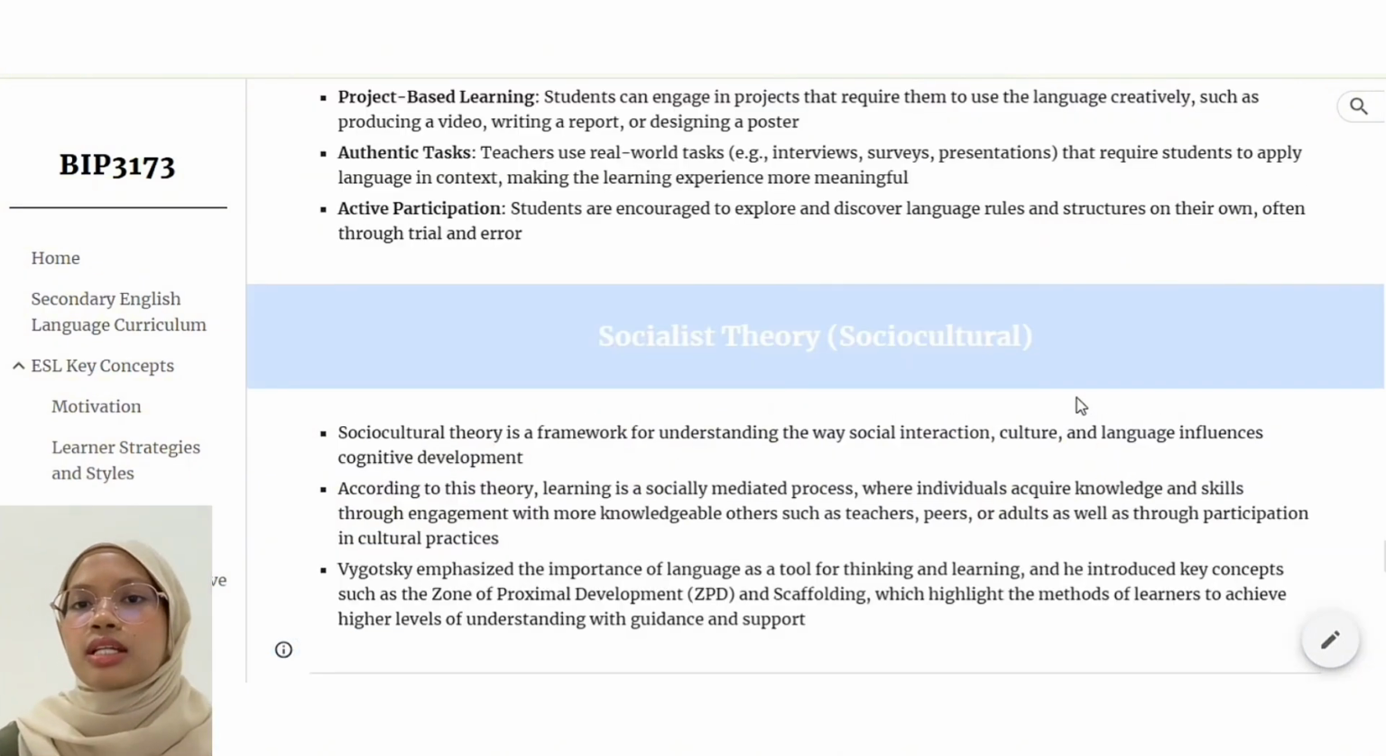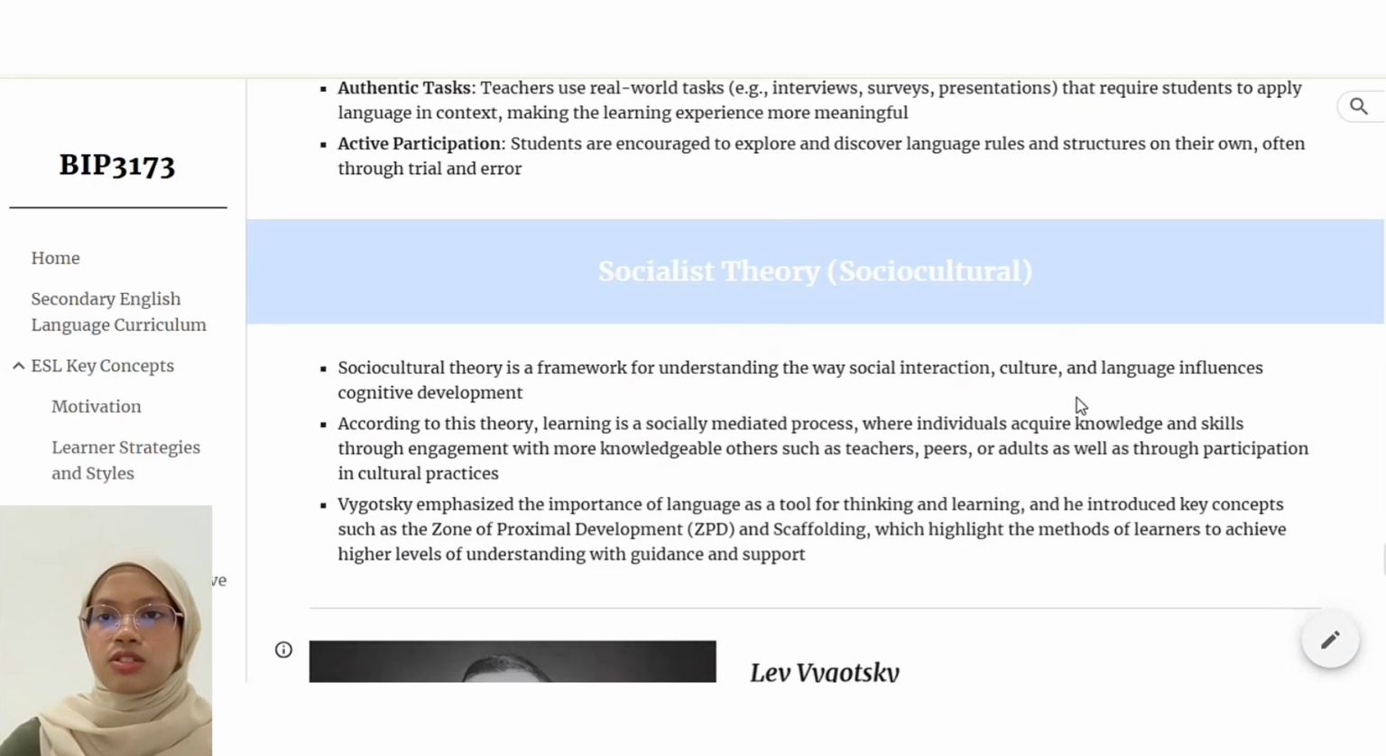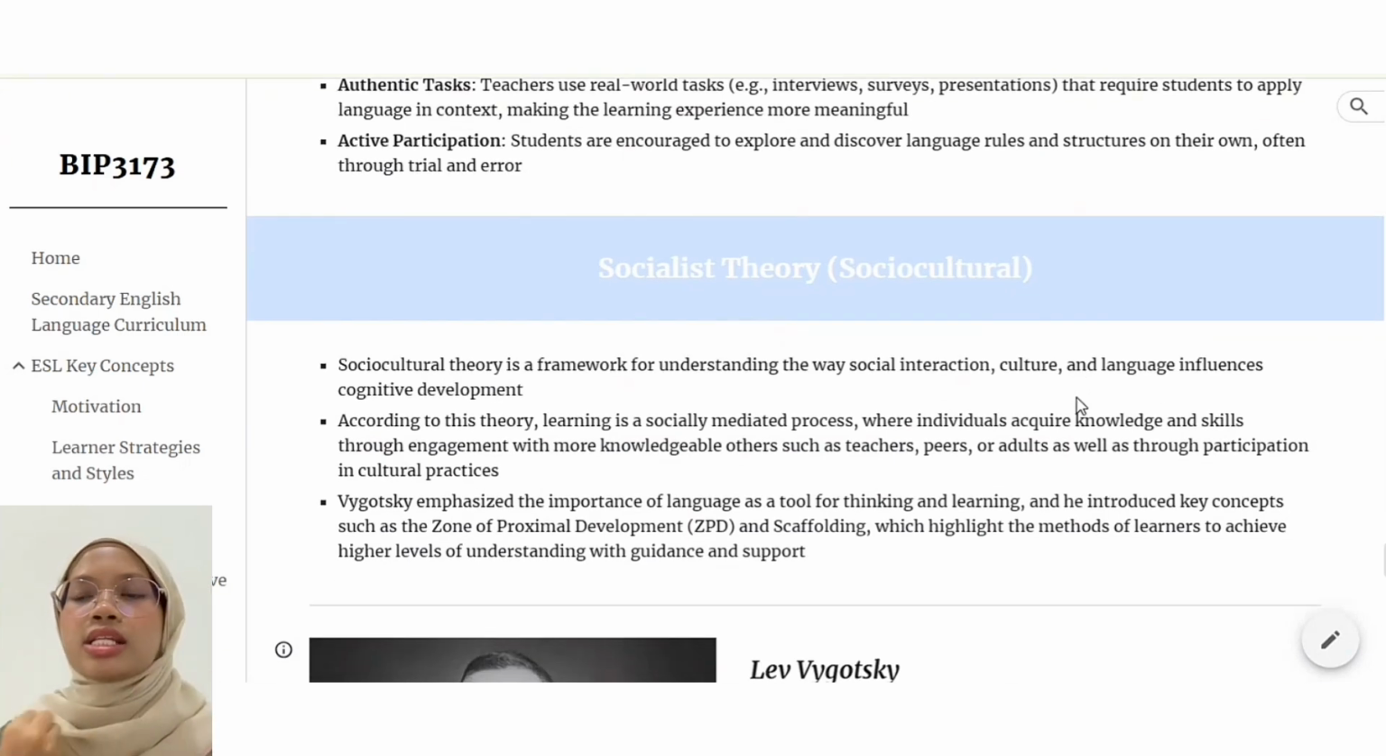Lastly, under ESL teacher approaches, there is the sociocultural theory. It's a framework for understanding the way social interactions, culture, and language influence cognitive development. According to this theory, learning is a socially mediated process where individuals acquire knowledge and skills through engagement with more knowledgeable others, such as teachers, peers, and adults, as well as through participation in cultural practices.